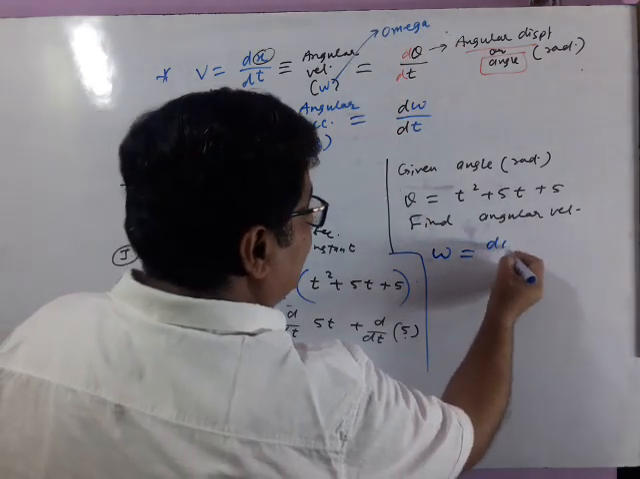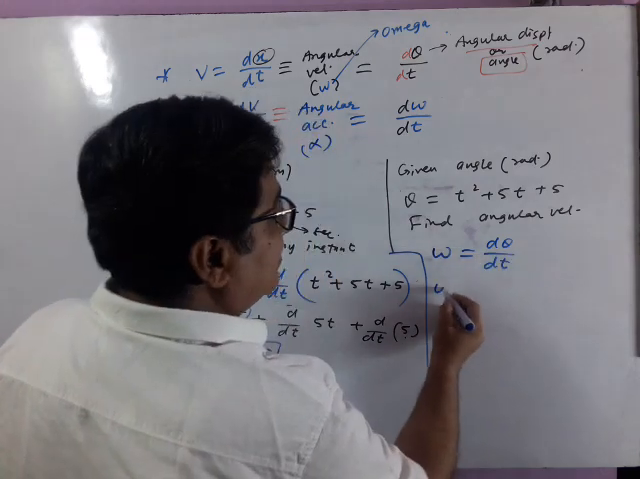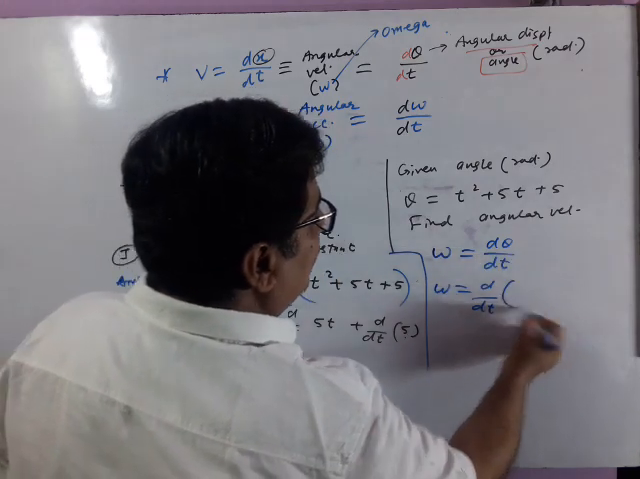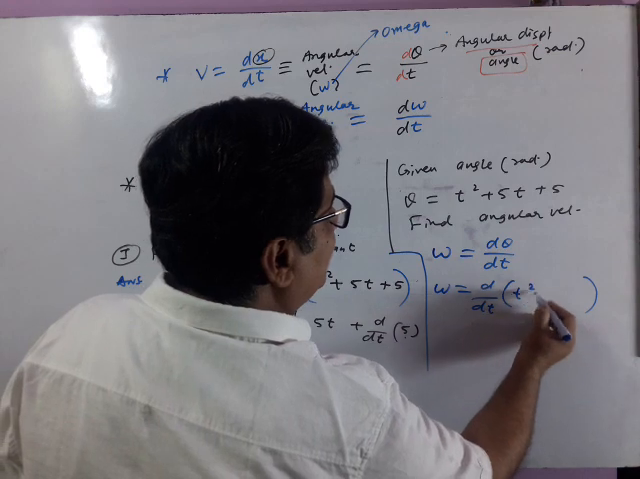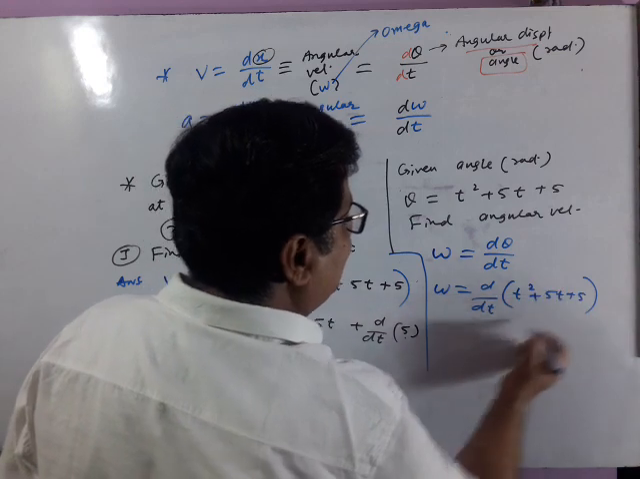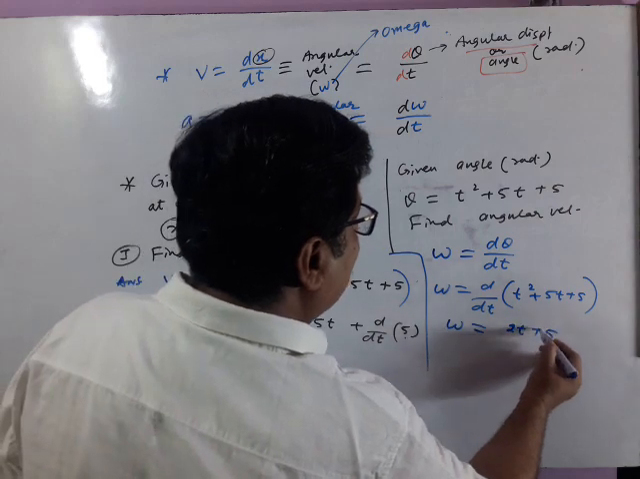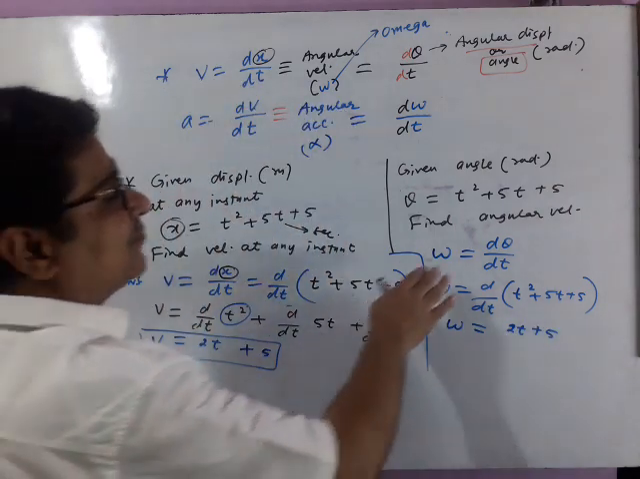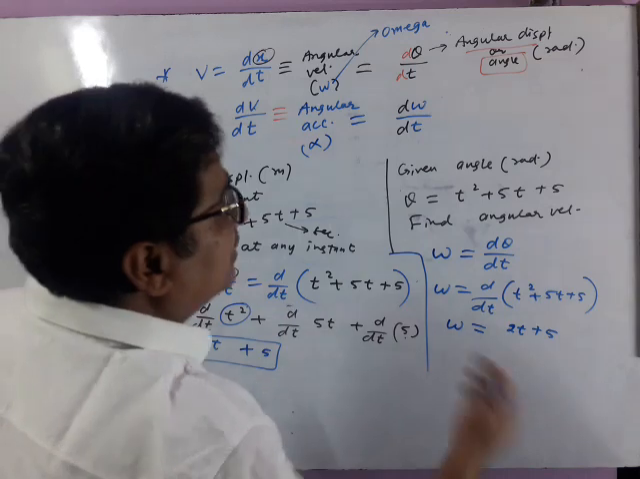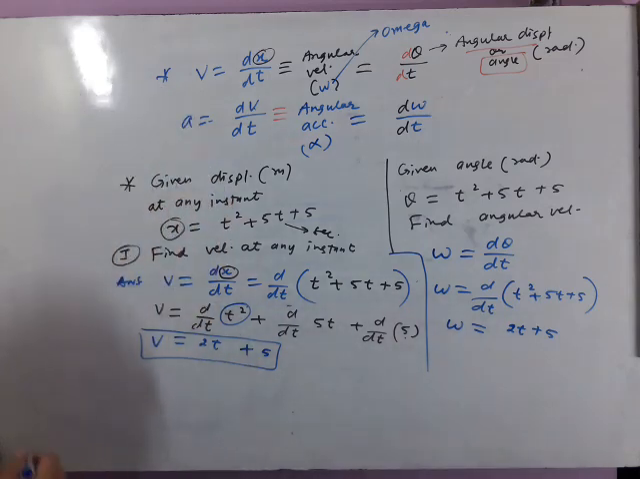It is the rate of change of angle with respect to time. So d/dt of theta, input the values: t square plus 5t plus 5. Now on differentiating, it will be 2t plus 5. I'm telling you, differentiation can be applied in so many formulae. Like this you are learning.